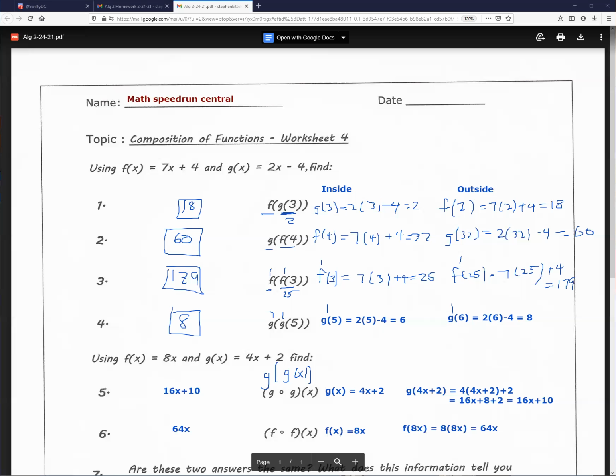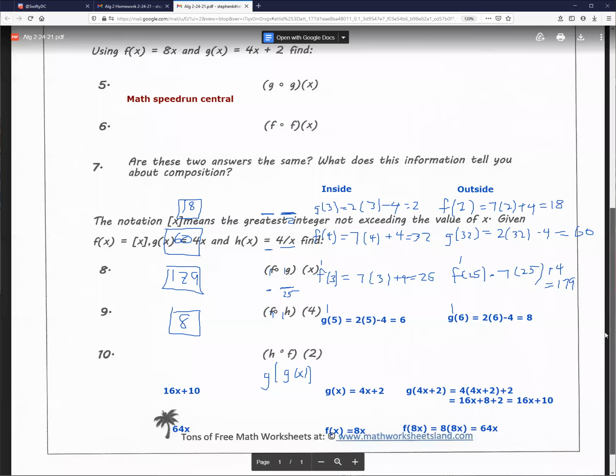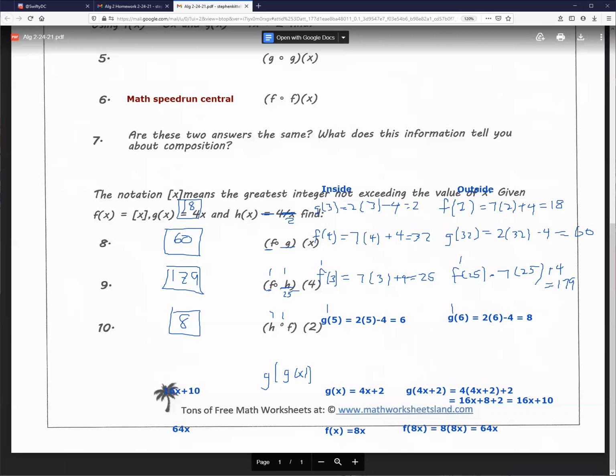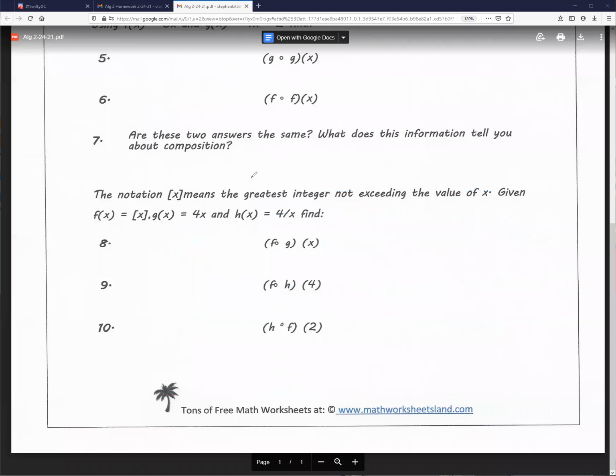All right, so there is our top half, and now I'm going to scroll down, and apparently all of my scribbling is not going to scroll down with it, so we're going to have to clear the screen. Poof. Are these two answers the same? No. What does this information tell you about composition?